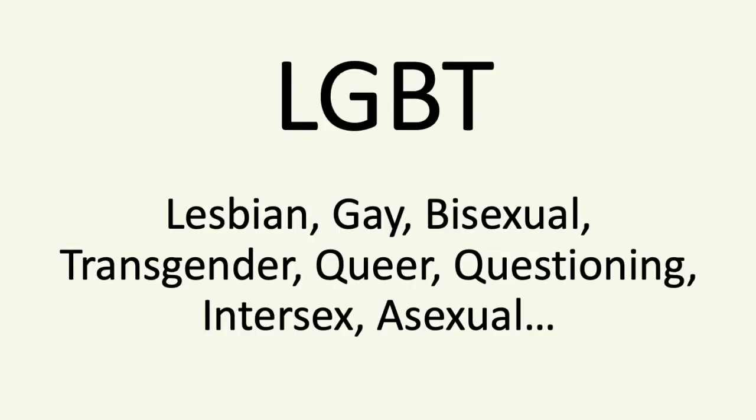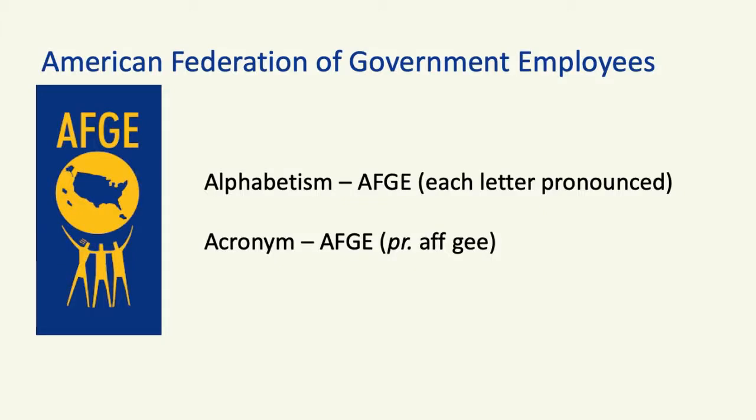So LGBT is an abbreviation for lesbian, gay, bisexual, and transgender, but it's an abbreviation by use of alphabetism. And here's an example of what I mean by that. I used to be an officer in the American Federation of Government Employees. That can be abbreviated as an alphabetism, where you say each letter, A-F-G-E, or it can be abbreviated as an acronym, where you pronounce it like a word, AFGE.